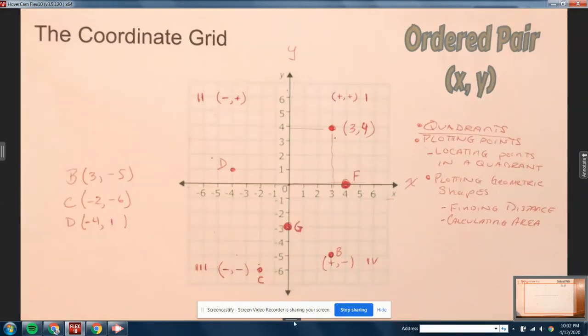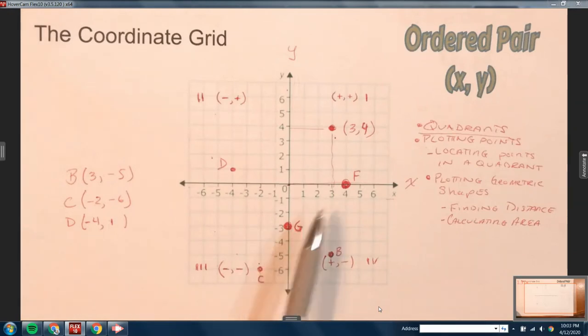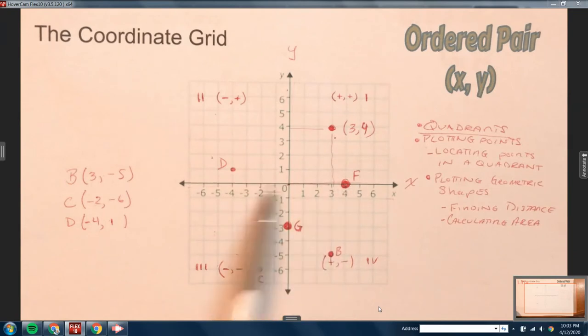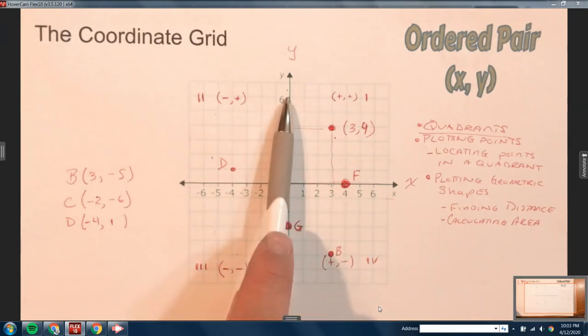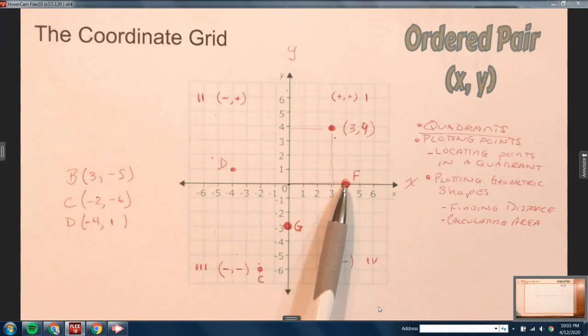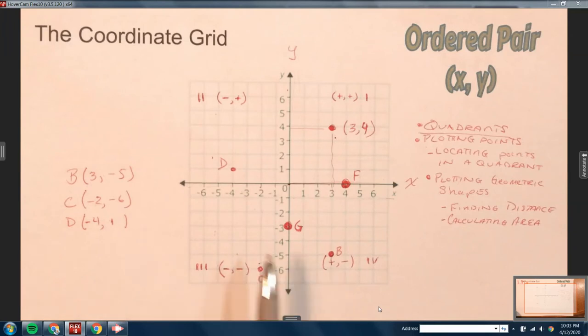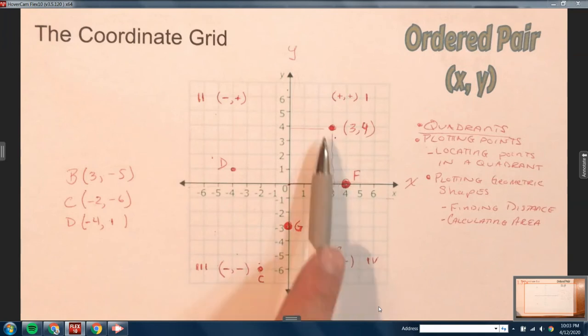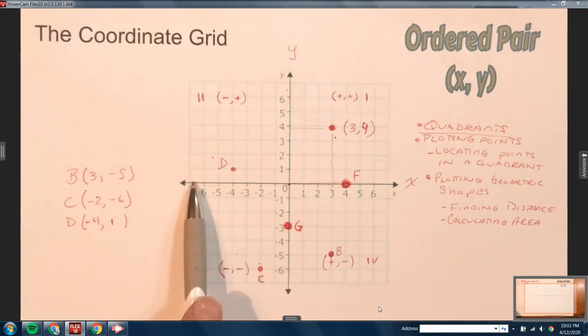Okay, one other thing about working on the coordinate grid is when we look for a location, what quadrant it is in, we have the times where a point might be located on the x or y axis. When a point like F or the point like G are located on the x or y axis, they are not in either quadrant. So G is not in either quadrant 3 or 4, and F is not in quadrant 1 or 4. We state that they are located on the axes.